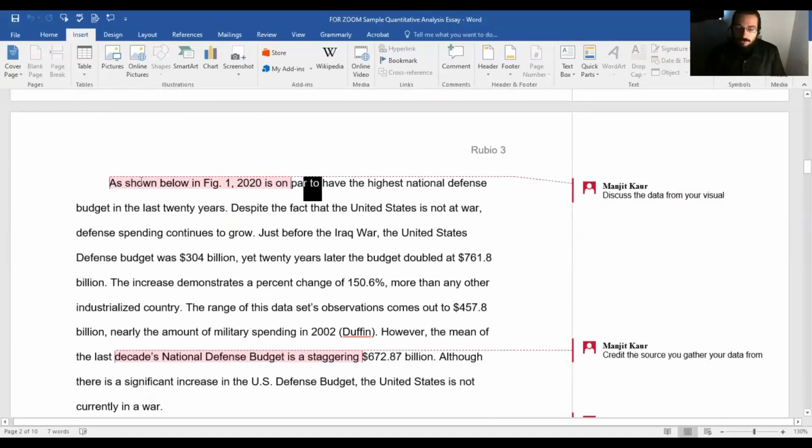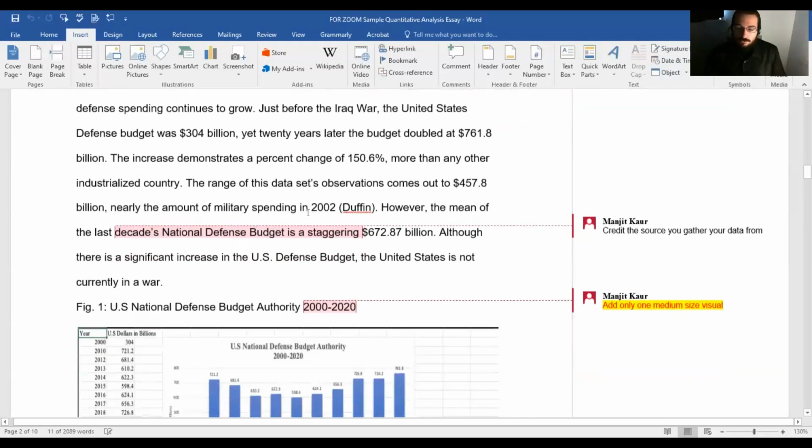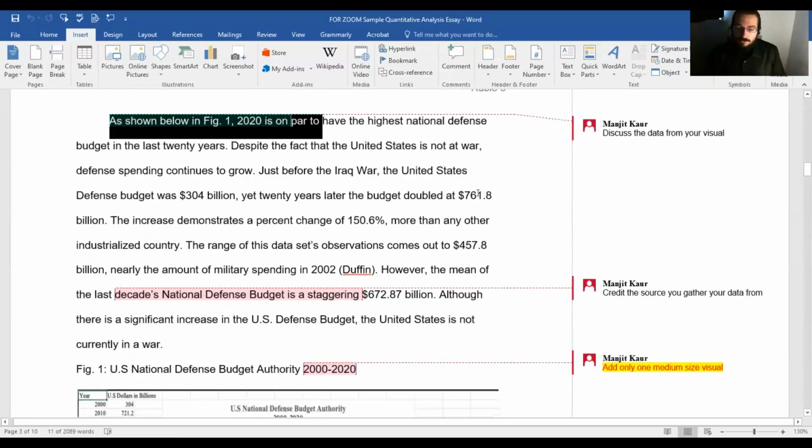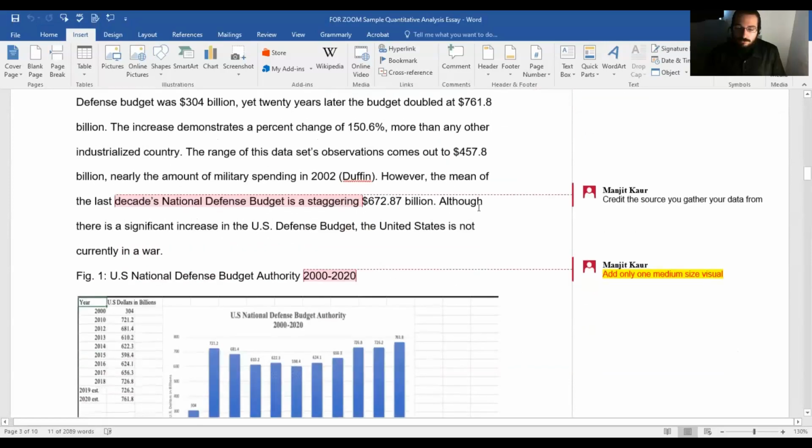Make sure you refer to the visual or to the figure. So over here, he says, "as shown below in figure 1." It is important. These are little things, but they all matter.